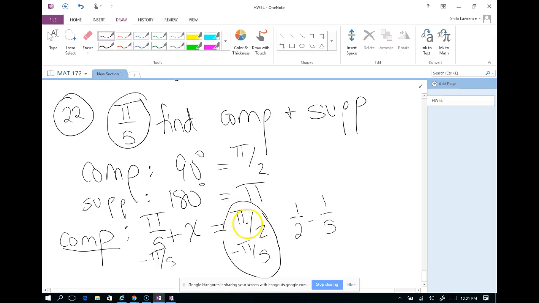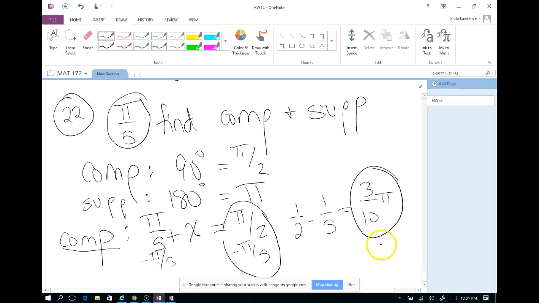So that first one is 1/2 of a pi, and that second one is 1/5 of a pi. So we're just going to do 1/2 minus 1/5 in the calculator and tell our calculator to change it back to a fraction, and it says it's 3/10, and we just throw our pi back on. So for the complementary, it's 3/10 pi.